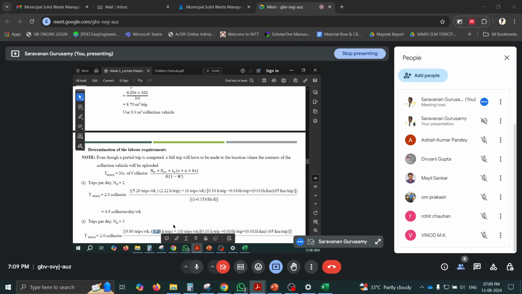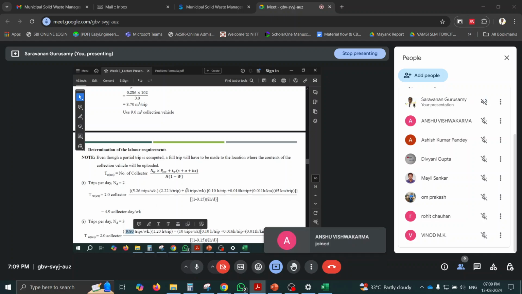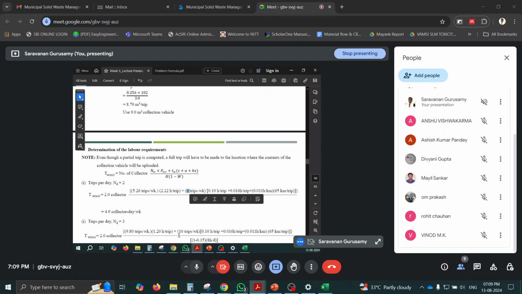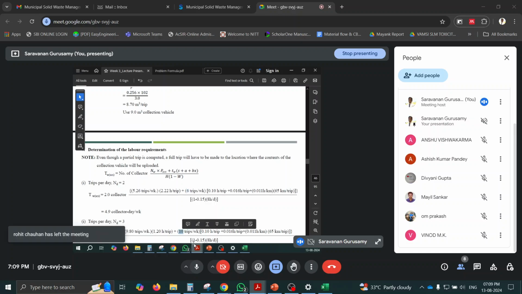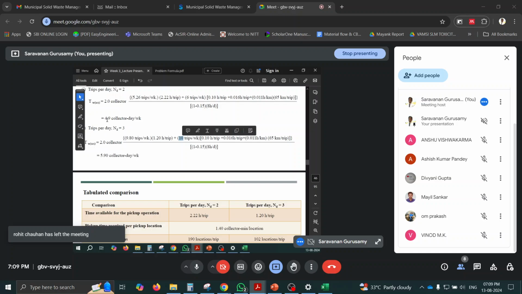If you work it out once, you can easily find out the formula or logic behind this. TW is the rounded off value of NW. Although we are collecting 5.26 trips or 9.8 trips, the time requirement calculation is for the rounded off value only. So 6 and 10 will be the rounded off values. For that you are multiplying and getting the result as 4.9 collector-days here, and 5.9 collector-days here.